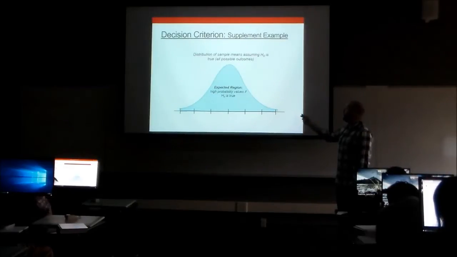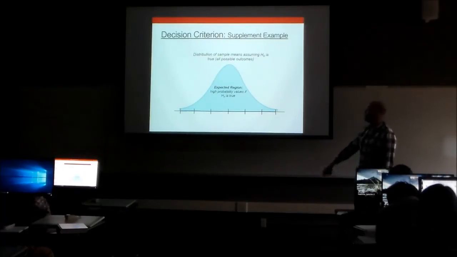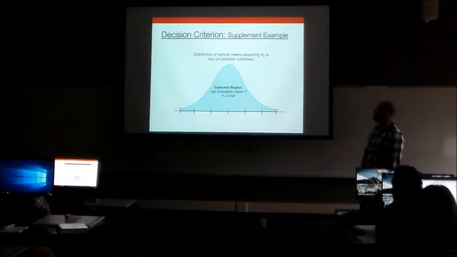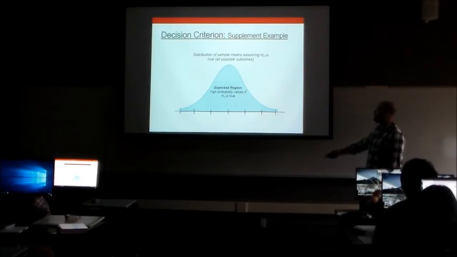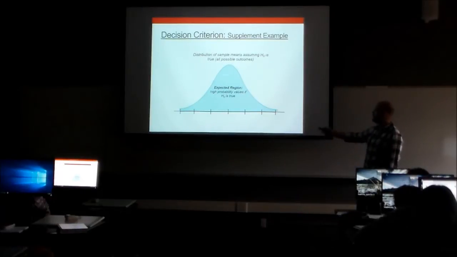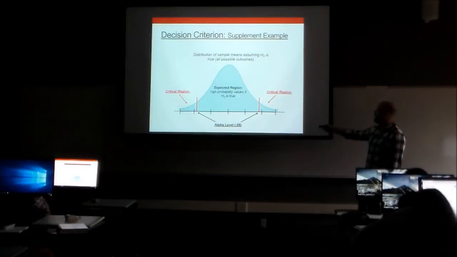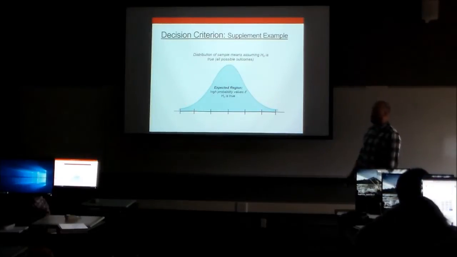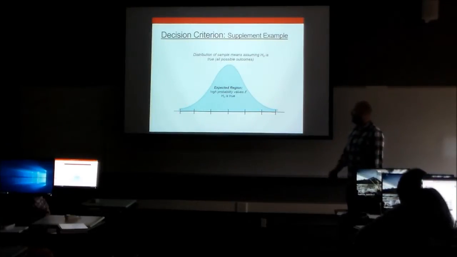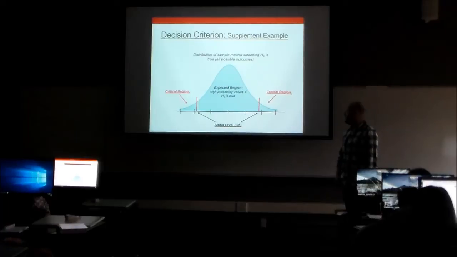So, for our supplementary example, okay, this is the distribution of all possible means of samples of size 25, assuming that the null hypothesis is true. Okay, this is our expected region. High probability values if the null hypothesis is true, right here in the body of the distribution.